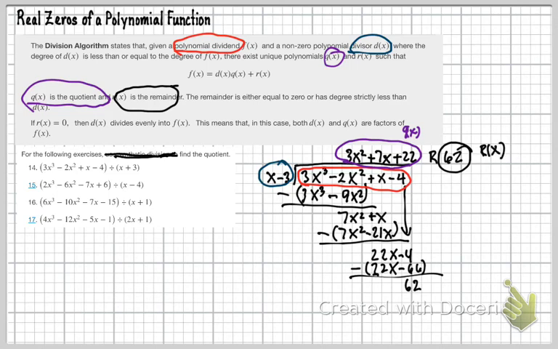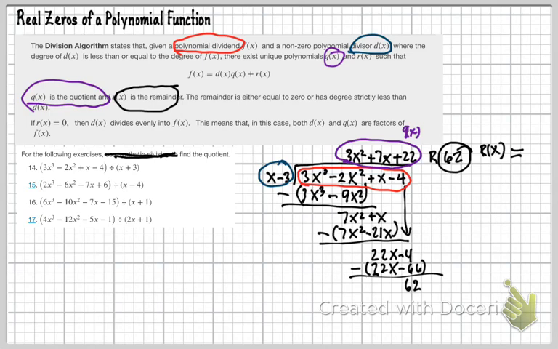Now, anytime I have an R(x), it doesn't necessarily mean it has to have an x in it. It could just be a number, and this one happens to be just the number 62. One thing we also see here is that our R(x) was not equal to 0. So that tells us then that x minus 3 does not divide the dividend, which was 3x cubed minus 2x squared plus x minus 4. So therefore, it didn't divide it.